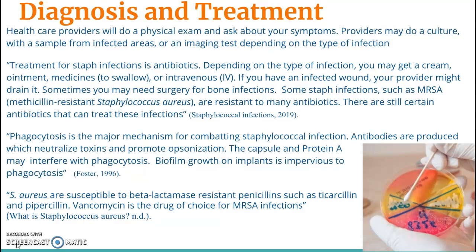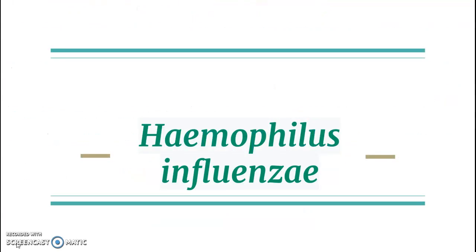There are, again, MRSA antibiotic resistant species, so they require a stronger treatment. Staphylococcus aureus are susceptible to beta-lactamase resistant penicillins, and vancomycin is typically the drug of choice for MRSA infections. I do want to mention that the capsule and the protein A interfere with phagocytosis, which is our body's natural way of combating staphylococcal infections, and biofilm on implants is impervious to phagocytosis.